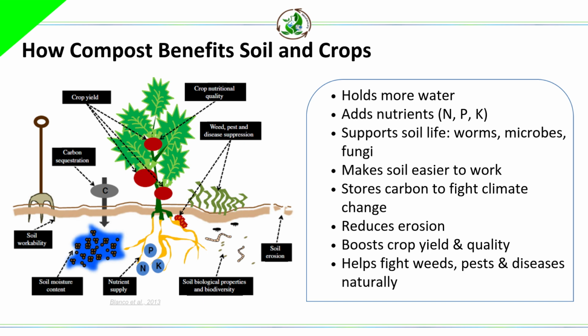Compost stores carbon, which helps fight climate change by keeping carbon out of the atmosphere. It reduces erosion, protecting soil from washing or blowing away during storms. Compost can also boost crop yield and quality, giving farmers healthier, more productive plants. And finally, it can help fight weeds, pests, and diseases naturally, reducing the need for chemical interventions.